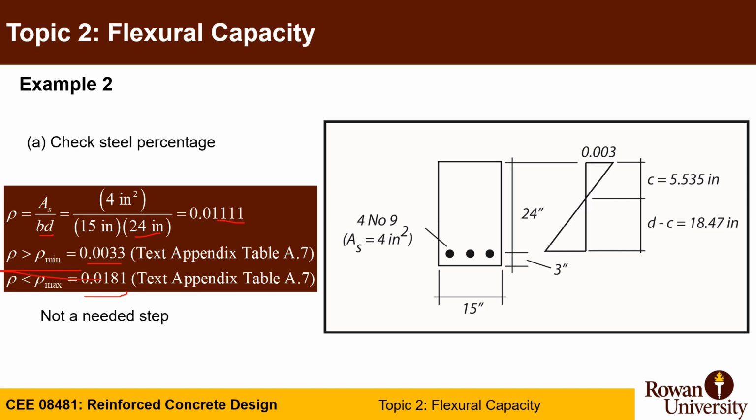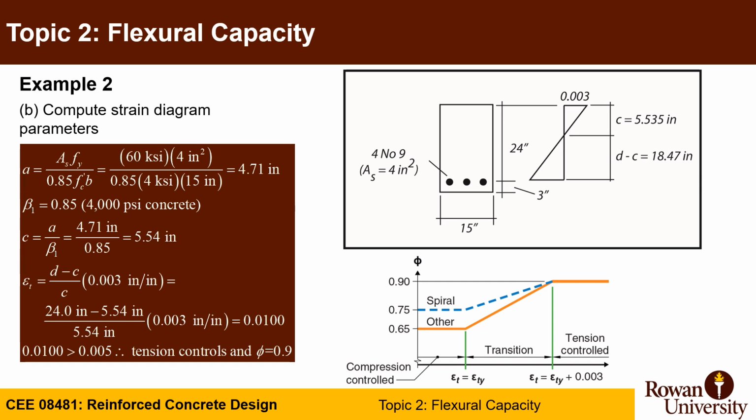So now you can actually go on step by step as we did before. a is equal to As fy divided by 0.85 f'c b.